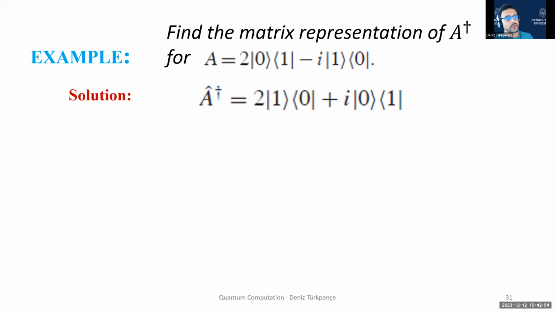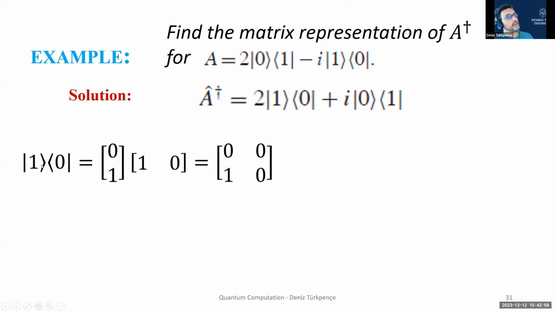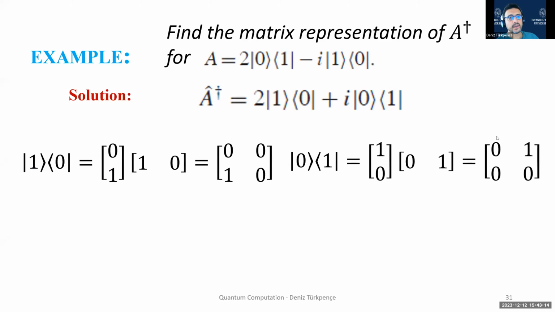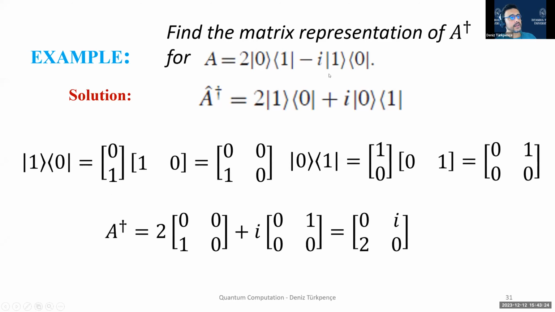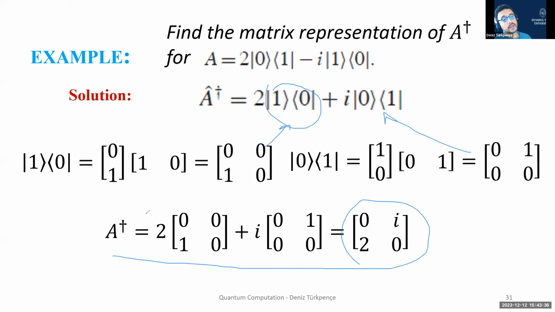So let's find the matrix representation of A dagger. Here we know that the matrix representation of the 1-0 outer product can be formed by this matrix multiplication. So we can simply write this, and also we can write the 0-1 outer product in this form. And then let's put it into this A dagger expression. If we insert this into the A dagger expression, this is 1-0, and this one we write here, and we will obtain the matrix representation. Okay, it is that simple.